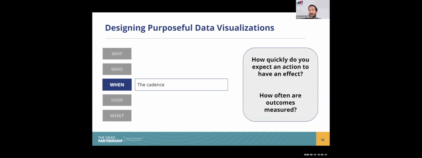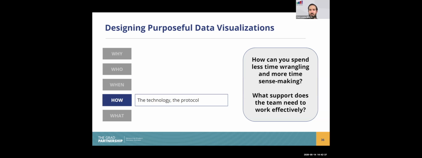You might be thinking about the cadence, right? You might have data that only refreshes every month or every quarter, and that might not be enough. And so you might be thinking about, how do we get data that refreshes more often? Or, based on the data that you do have, and you're trying to decide on what a good visualization is, how quickly do you expect an action to actually have an effect in the data? And that might help you answer that question.